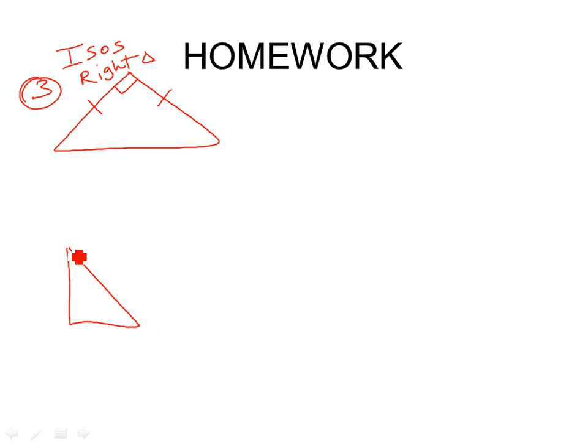If you have an isosceles right triangle, anybody tell me what the measure of that angle right there is? What do you know about the two angles? Each one is 45, because if you know this one's 90, these other two have to be 45 each. In every isosceles right triangle, it's going to end up being a 45-degree angle, a 45-degree angle, and a 90-degree angle.